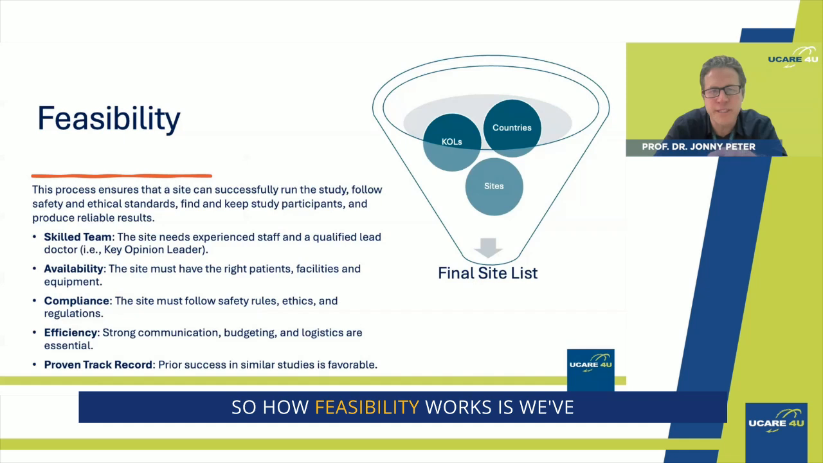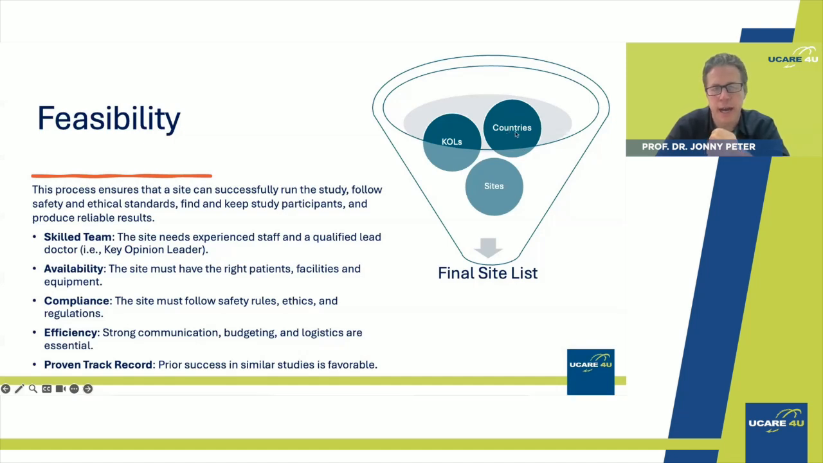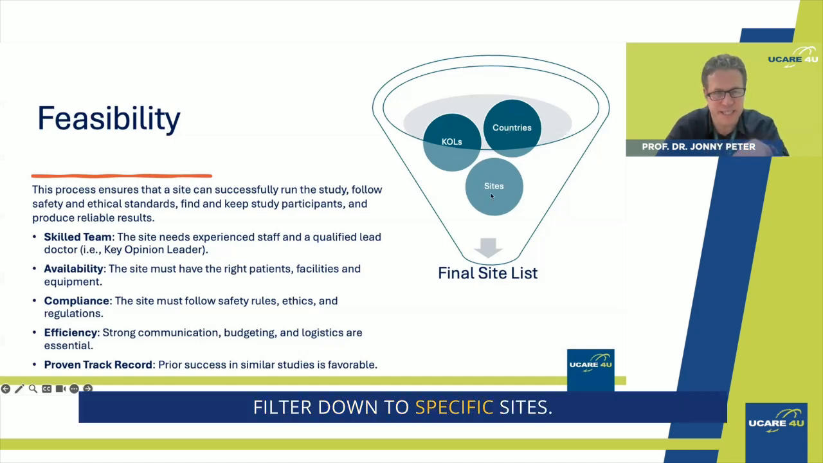So how feasibility works is we've got this little funnel here where essentially a company working largely through clinical research organizations will reach out to key opinion leaders. So for instance, in the urticaria space, this will be the UCARE centers. They will want to have representation from multiple countries, and then this will filter down to specific sites. What's required for a study to be conducted at a particular site in order to ensure safety and ethical standards are maintained? You need to have a skilled team.